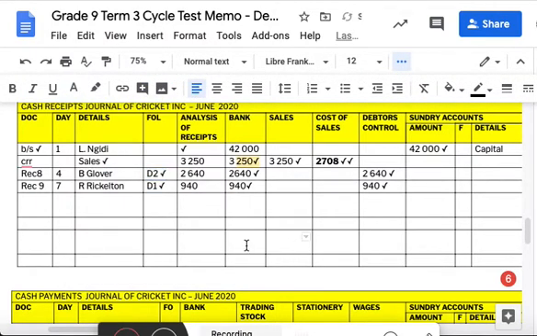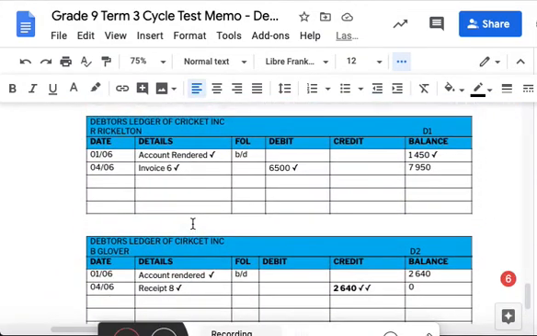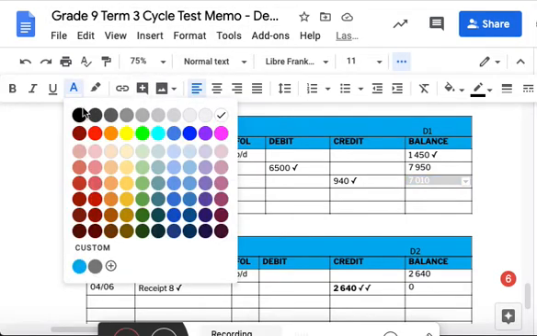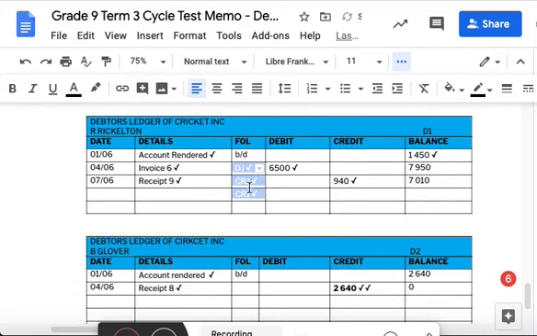Okay. Now if we go down, we sorted now in the CRJ, we need to sort out Rickleton's debtors ledger. On the 7th, he's buying from us using an invoice or receipt? A receipt, okay, cool. Sorry, he's paying us back using a receipt number 9. Are we debiting or crediting his account? Crediting with 940, that is his part payment. And the new balance should be 7,010.